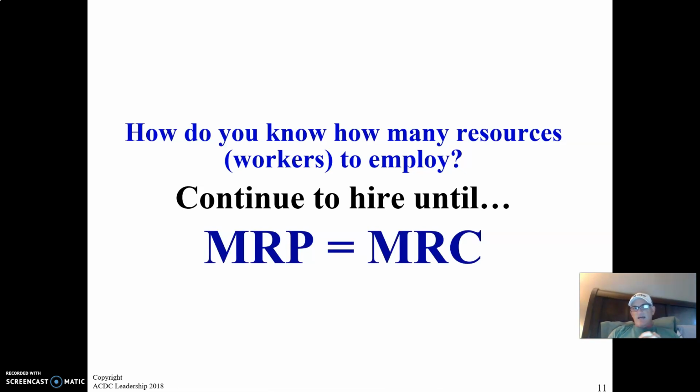Well, we're going to continue to hire until this MRP that we talked about, this marginal revenue product, equals our marginal resource cost. Okay, and so it's the same basic concept that we know about MR equals MC. It's just a little bit different way of looking at it because we're talking about labor.